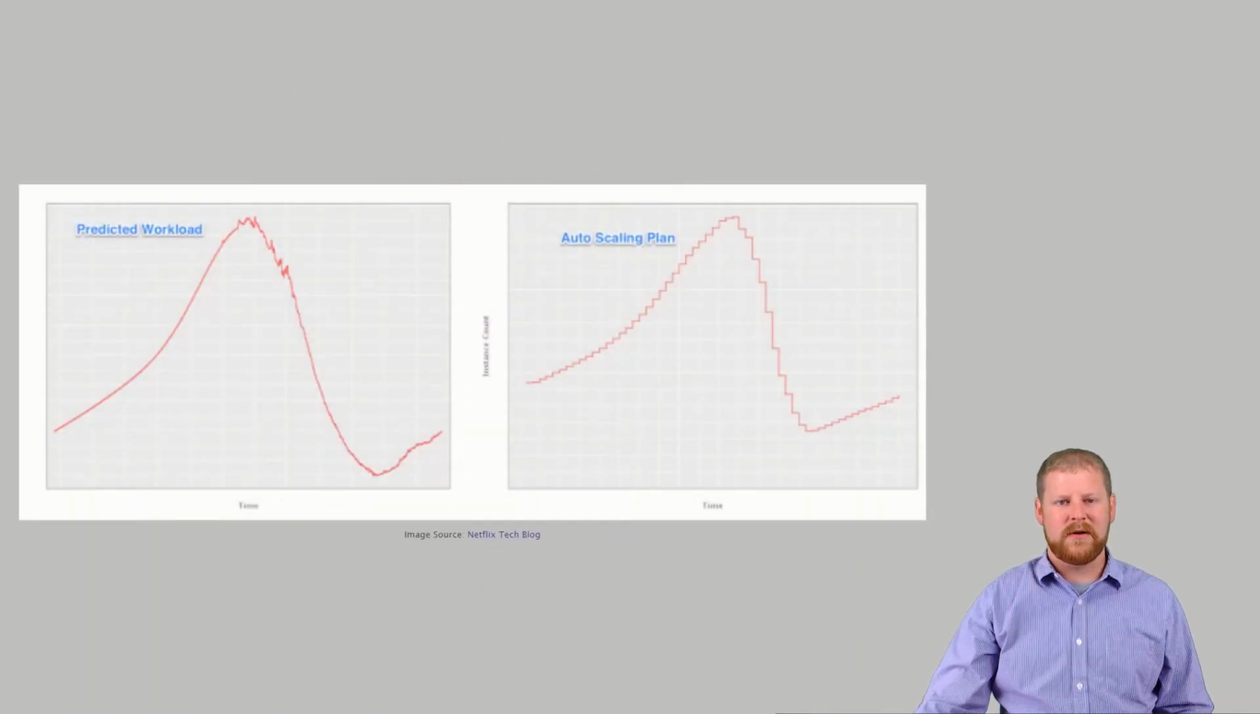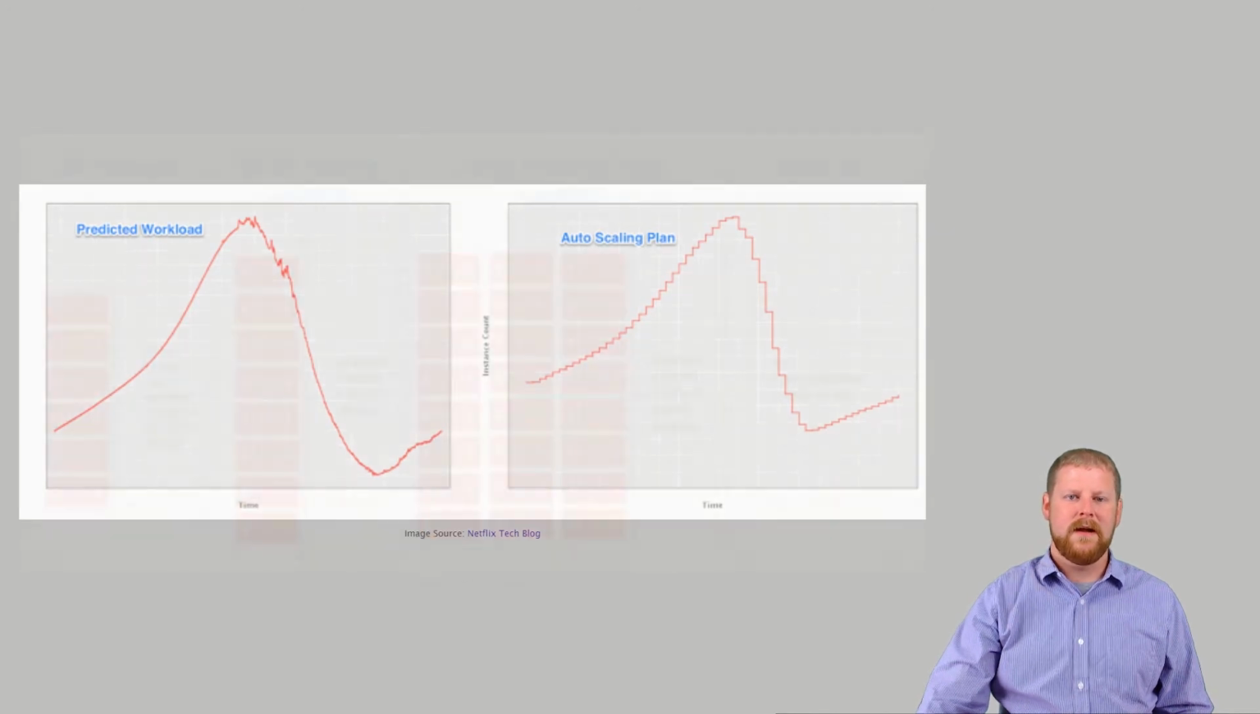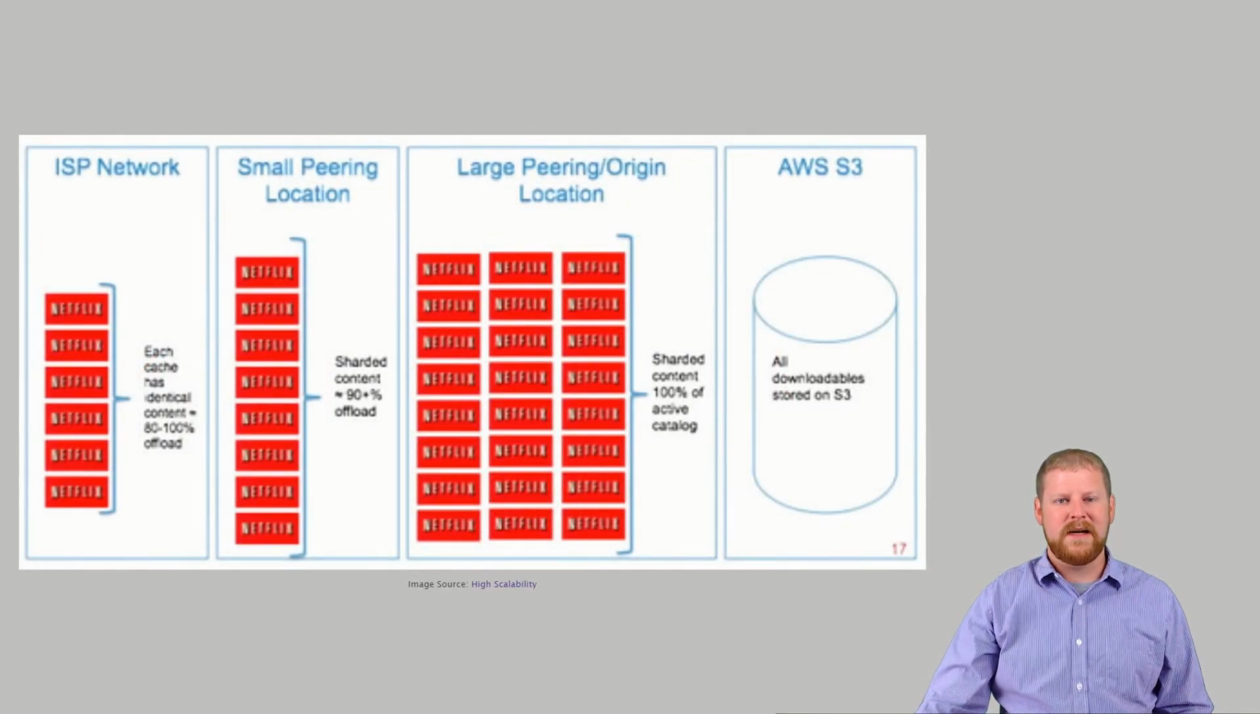This graph shows the workload predicted by Scryer for a single day, as well as the scaling plan that came from that prediction. Netflix has used this to not only improve their performance, but reduce their overall cost as well. Of course, scaling is just one piece of the puzzle when it comes to handling large cloud workloads.